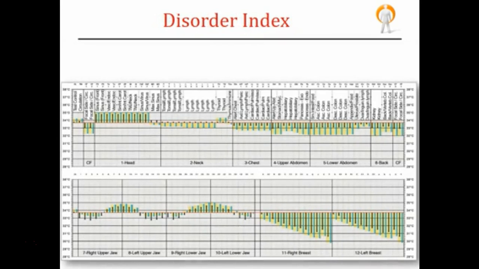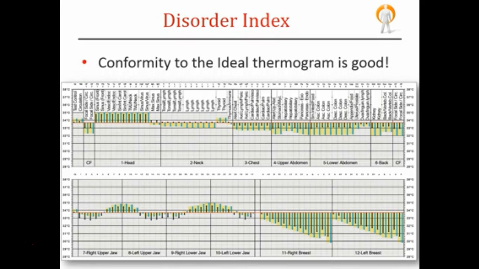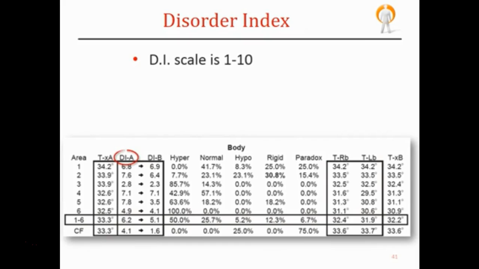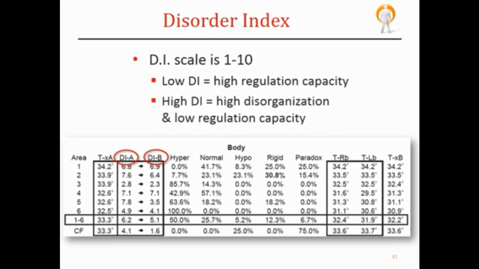The disorder index signifies conformity to the ideal temperatures and behaviors. The more conformed and organized the temperature and point behaviors in a patient's thermogram, the better. The disorder index is on a scale of 1 to 10. The lower the value, the better. It means there's less disorganization and disarray, and more order and regulation capacity, which the ideal thermogram epitomizes. A high disorder value means high disorganization and low regulation capacity.